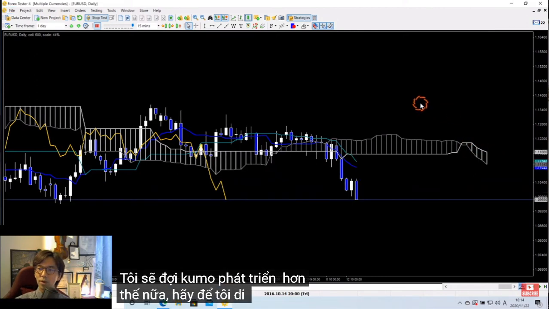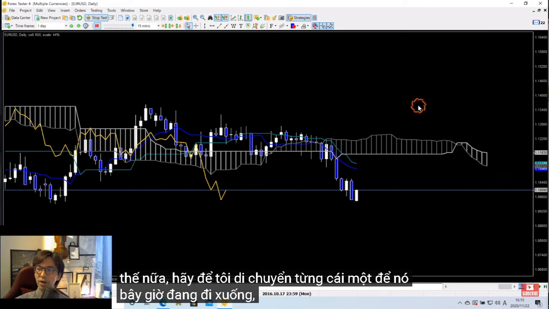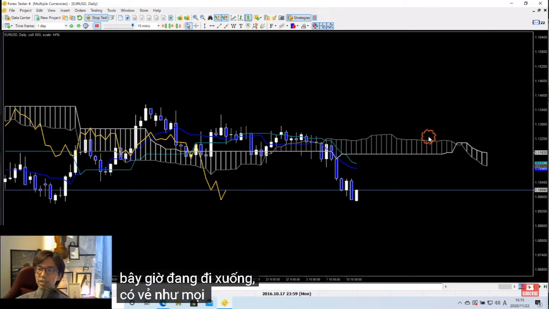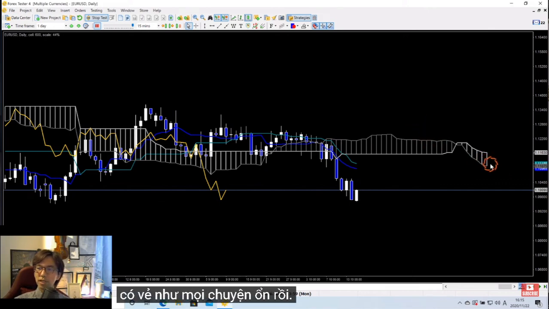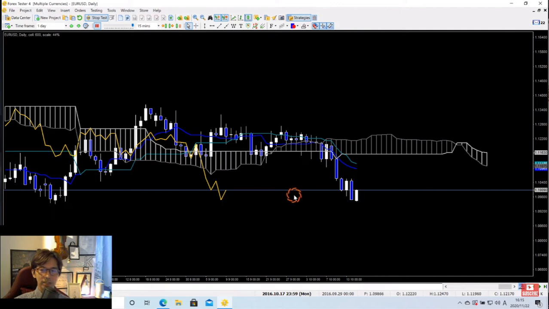So let me just move one by one. It's now going down. Okay, looks like this is alright. The Kumo is sloping down, and the Kijun Sen is down. Tenkan Sen is also down. Chikou span is below the candles. So this is a nice downtrend confirmation.